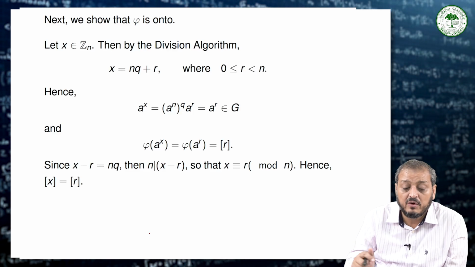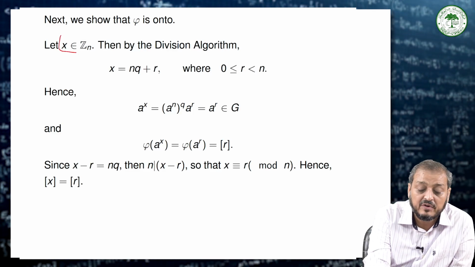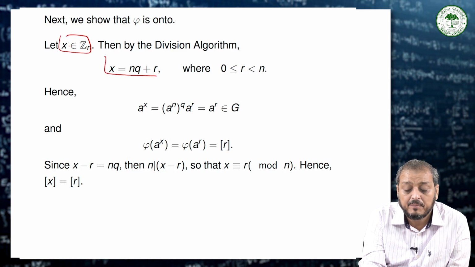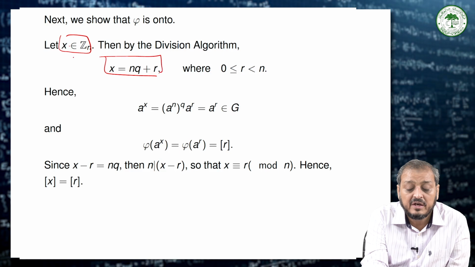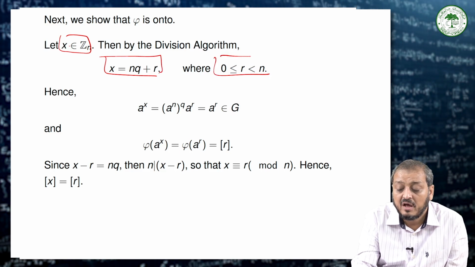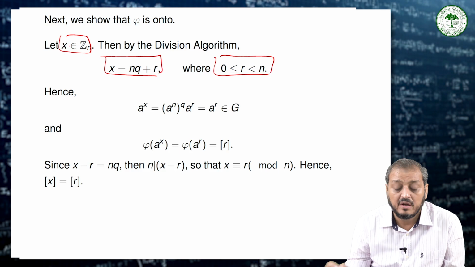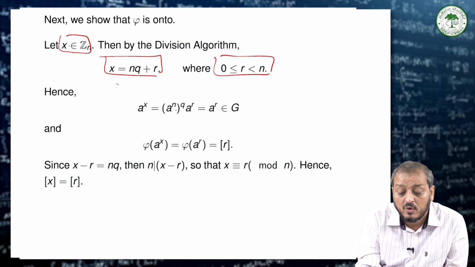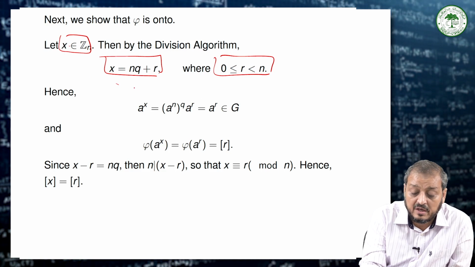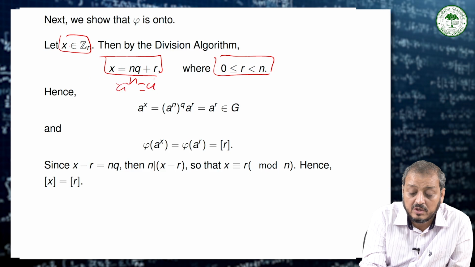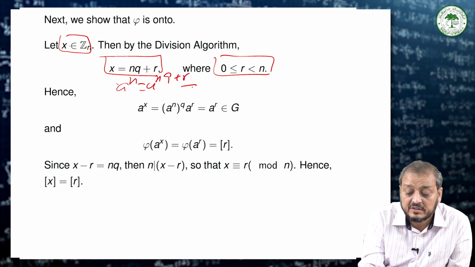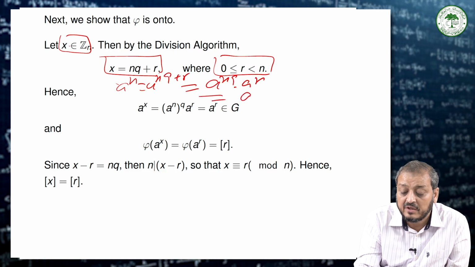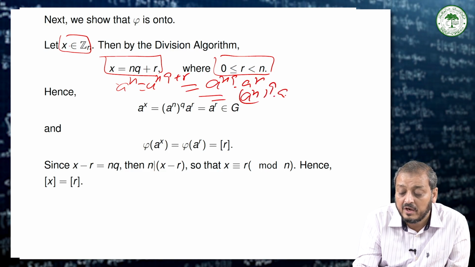For onto, we take x an element of Zn. Then x can be written by the division algorithm as x = nq plus r, where r lies between 0 and n. Now a to the power x can be written as a to the power nq plus r, and this can be written as a to the power nq into a to the power r, which is (a to the power n) to the power q and a to the power r.